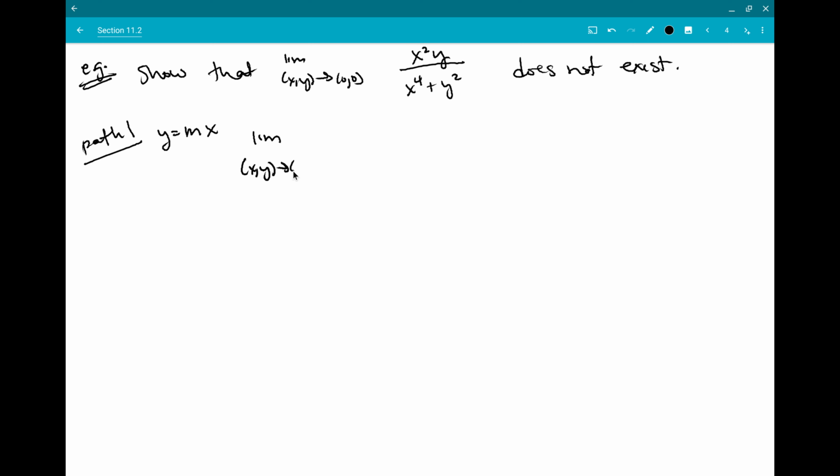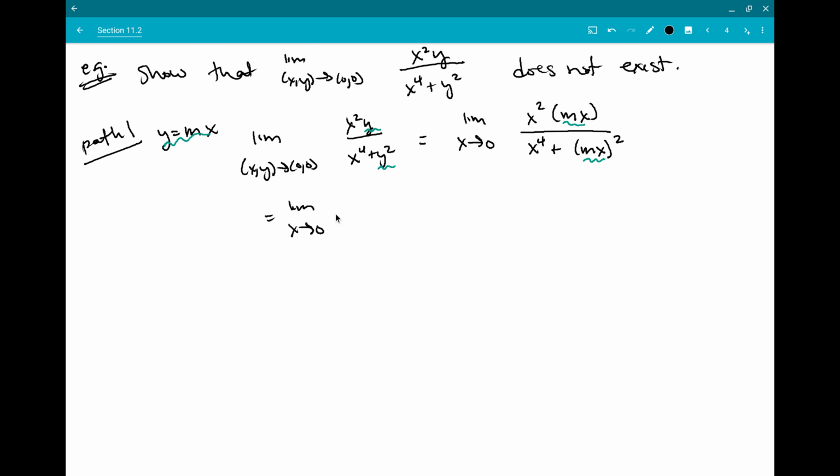So my limit for x, y going to 0, 0 of x squared y over x to the 4th plus y squared is going to just become my limit as only x goes to 0, because I'm going to get rid of all my y's. And everywhere I see y, I'm going to replace with mx. So let me do some underlines so you can see that's what I did. And I can go ahead and simplify that. X going to 0 of x squared times mx is just mx cubed over x to the 4th plus mx quantity squared, is x to the 4th plus m squared x squared.